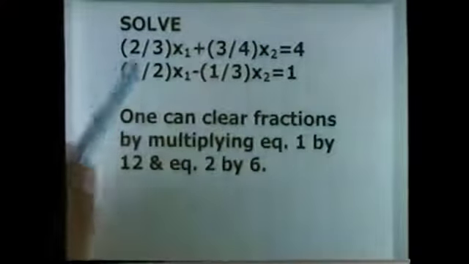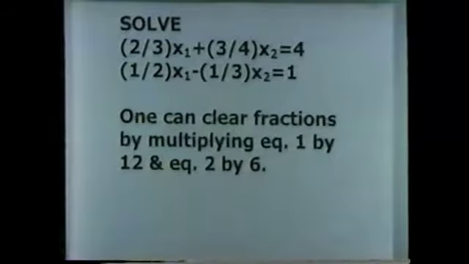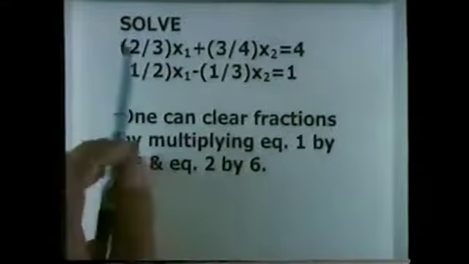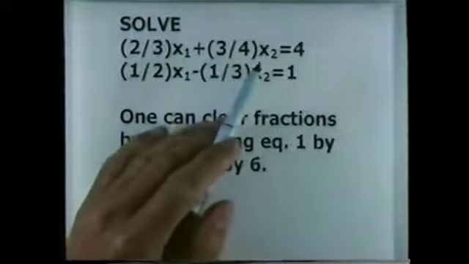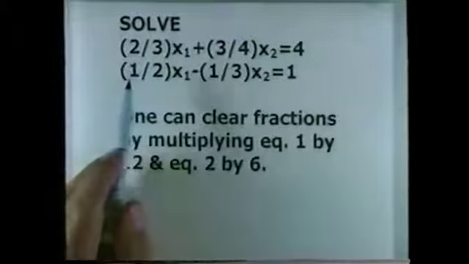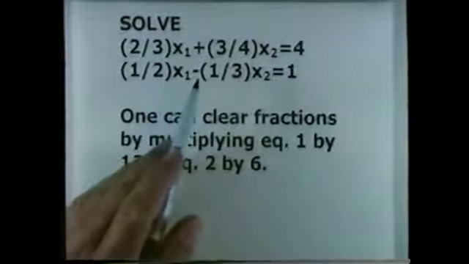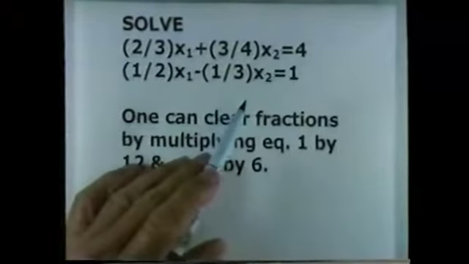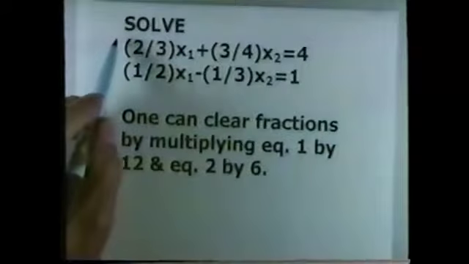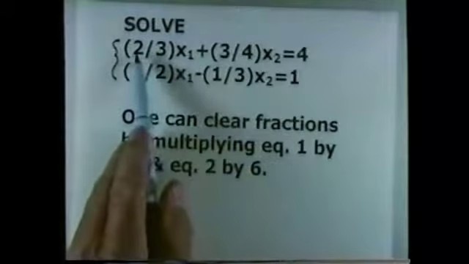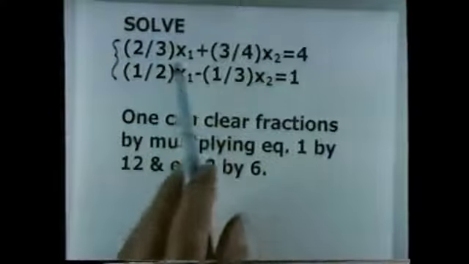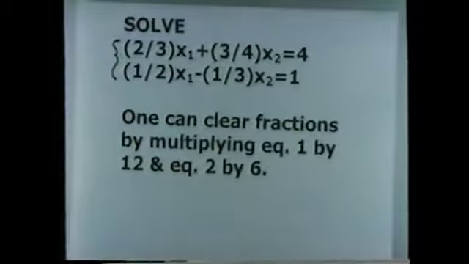Let's start by solving the 2x2 system of equations. 2/3 x1 plus 3/4 x2 is equal to 4. 1/2 x1 minus 1/3 x2 is equal to 1. Now we call this a 2x2 system because we have two equations and each equation has two variables. Or we have two equations and two variables.